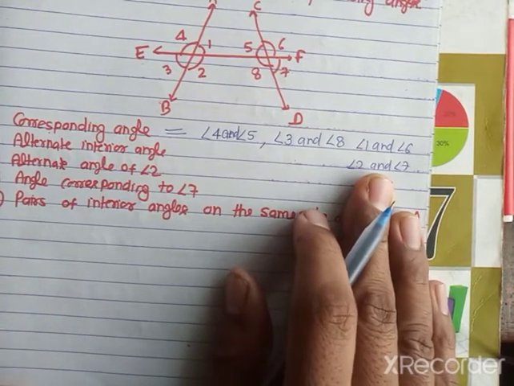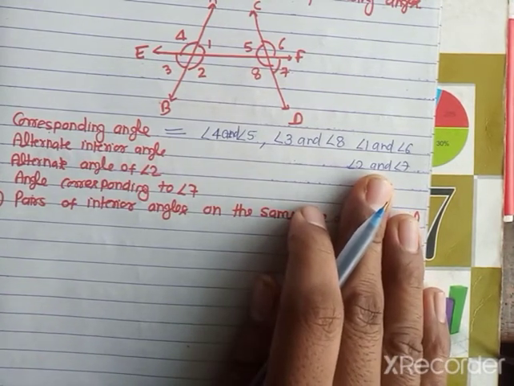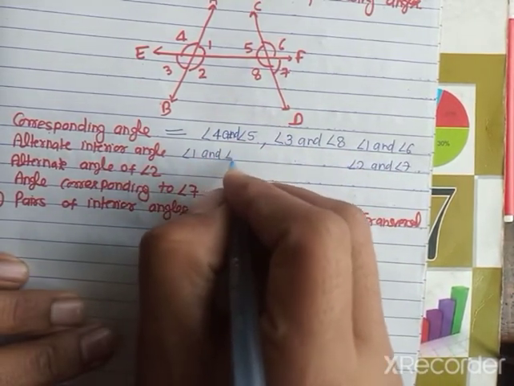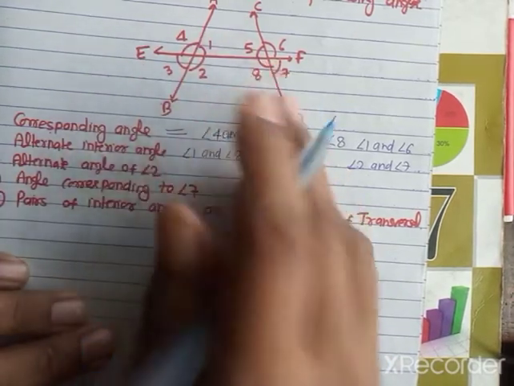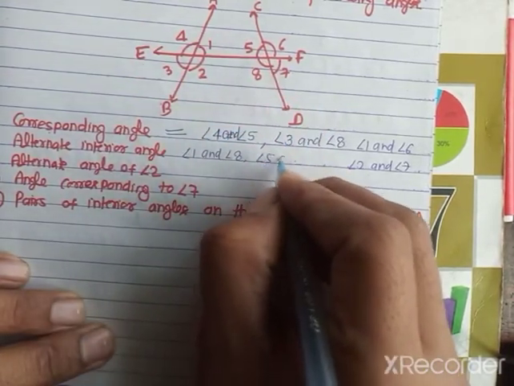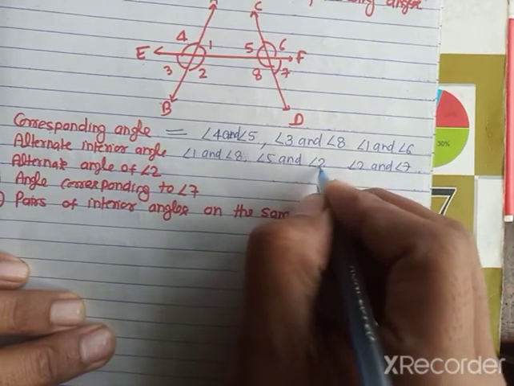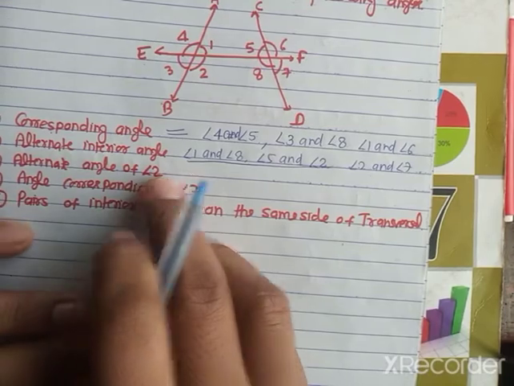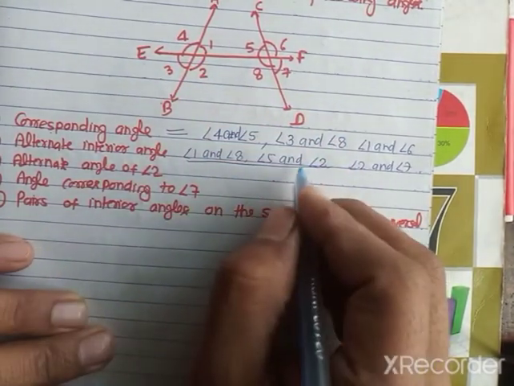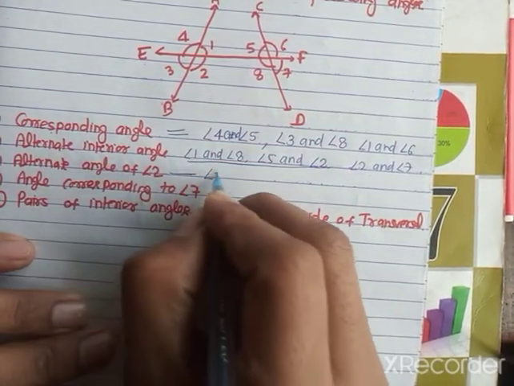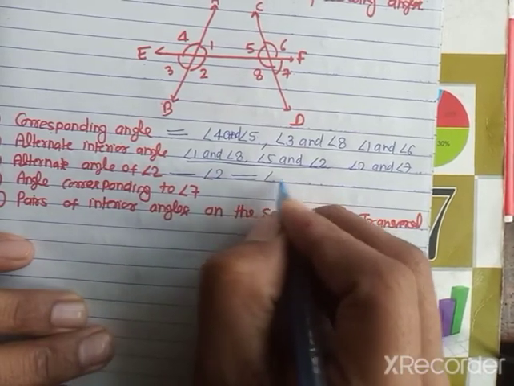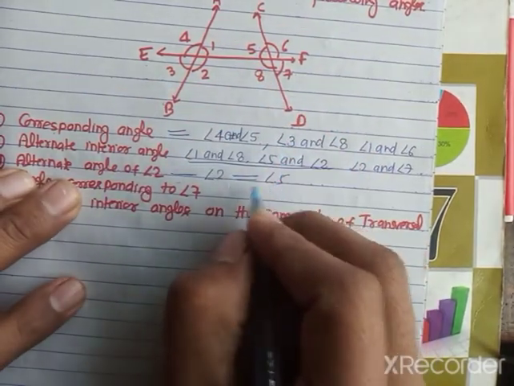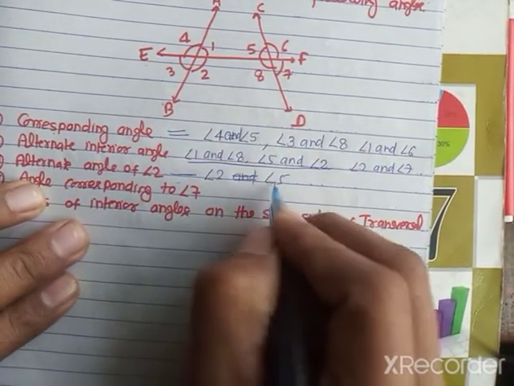Alternate interior angles: angle 1 and angle 8, angle 5 and angle 2. It is alternate interior angle. The alternate angle of angle 2 is angle 5, so angle 2 is equal to angle 5.